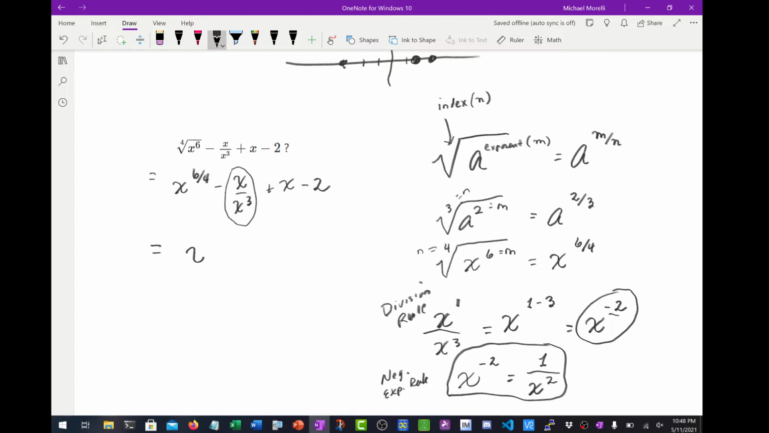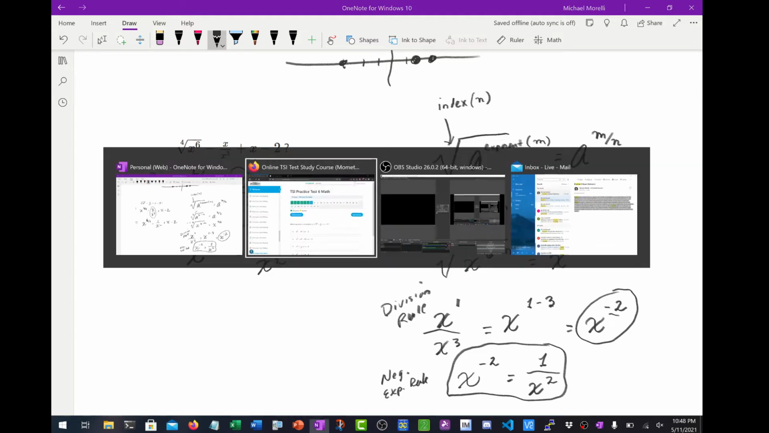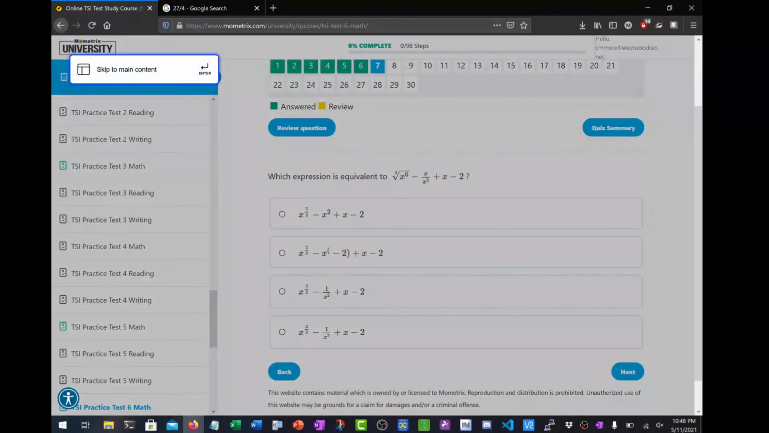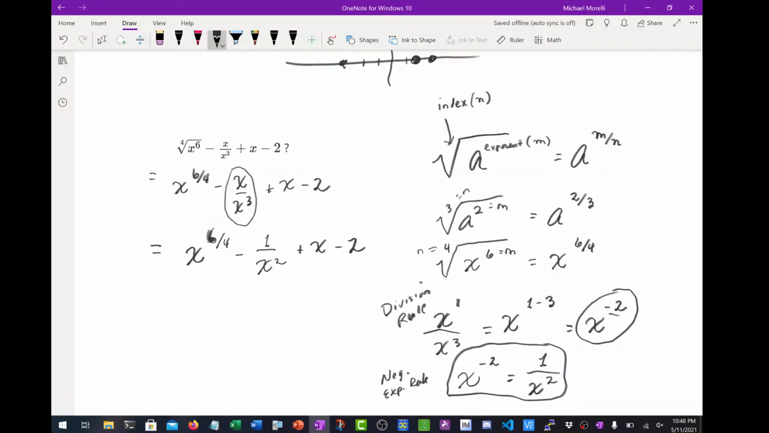I have x to the 6/4 power minus 1 over x squared plus x minus 2. Now, I don't know if they want us to do anything more with that. Okay, I see. There's just one thing they want us to do. They want us to reduce this fraction.